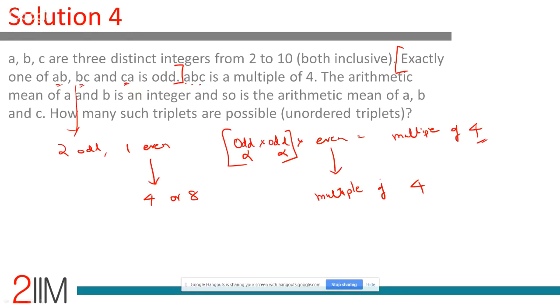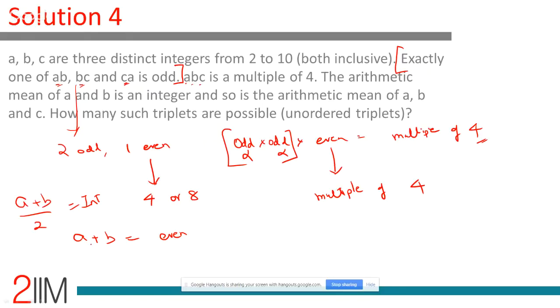The arithmetic mean of A and B is an integer. Brilliant. So (A+B)/2 is an integer, or A+B is an even number. (A+B)/2 is an integer, so A+B should be an even number.